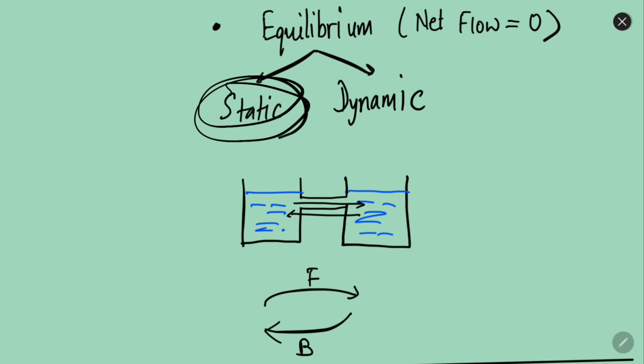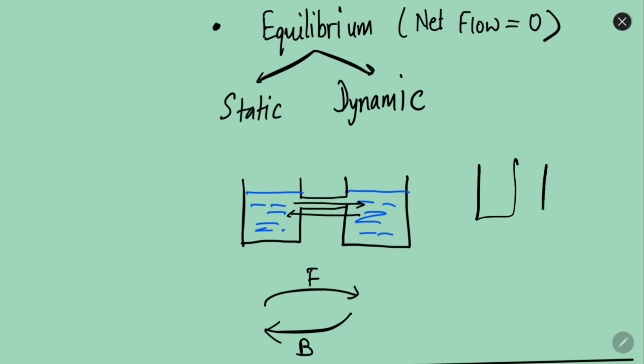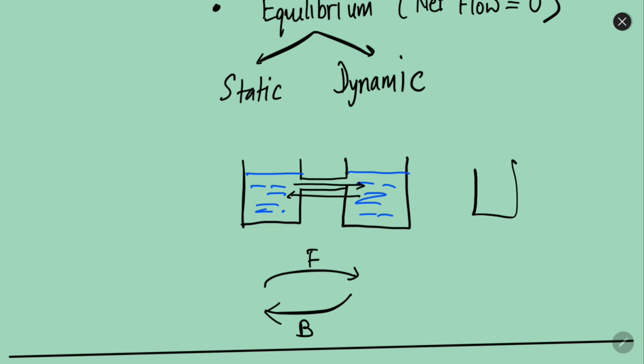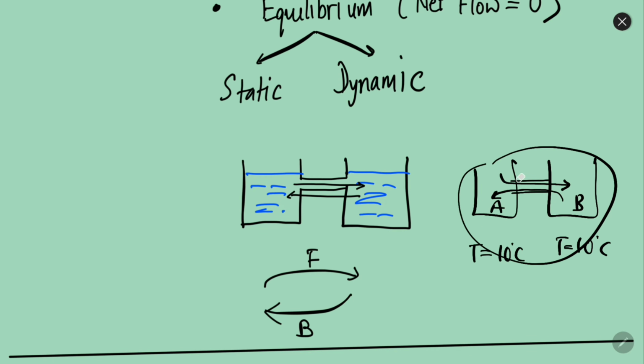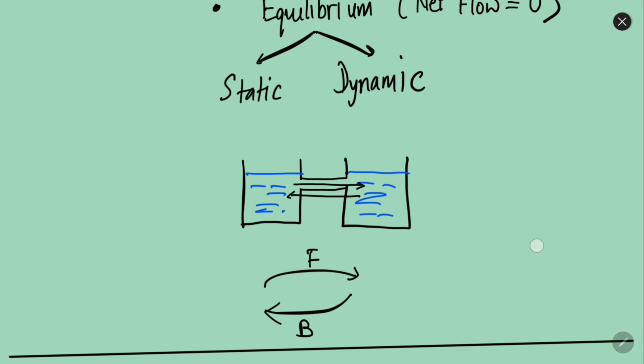So in static equilibrium nothing happens, the matter is not exchanged between the objects. But usually the equilibriums are dynamic in nature, which means that, let's say these two are in thermal equilibrium, that is, they are at the same temperature and they are connected. So it is not the case that no energy will be transferred. What will happen is that the amount of energy given by object A to object B will be equal to the amount of energy given by object B to object A. So the net flow will be zero, but there will still be some transfer of energy. So this is dynamic equilibrium.